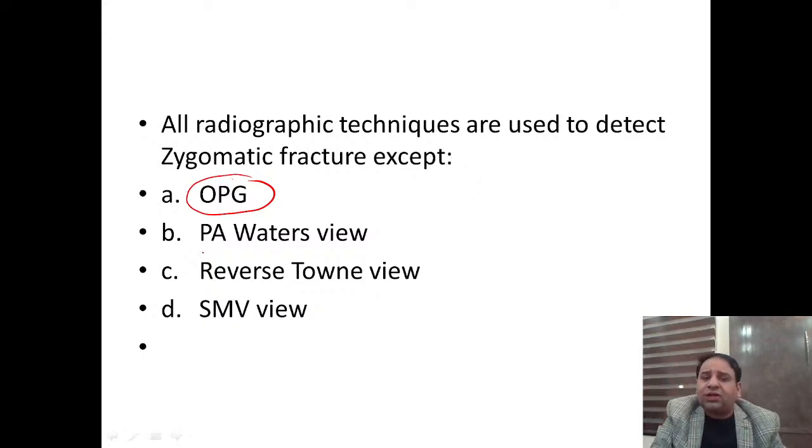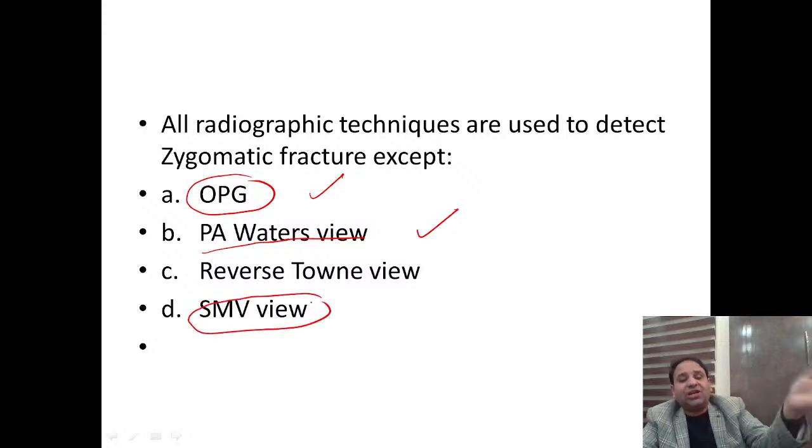Waters view is one of the best views for zygoma fracture, and we can even see the zygomatic arch in Waters view. So this is also right. Submental vertex, and its modification, the jug handle view, are the best views for zygomatic arch fracture.